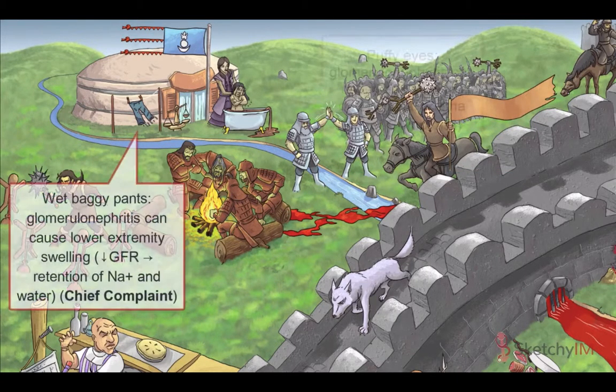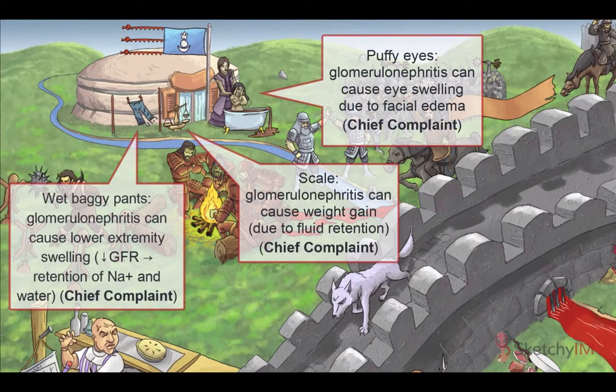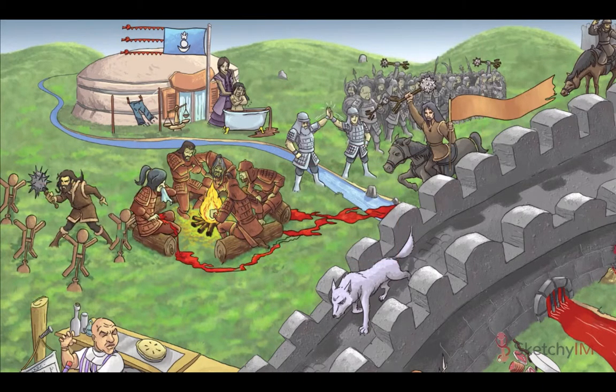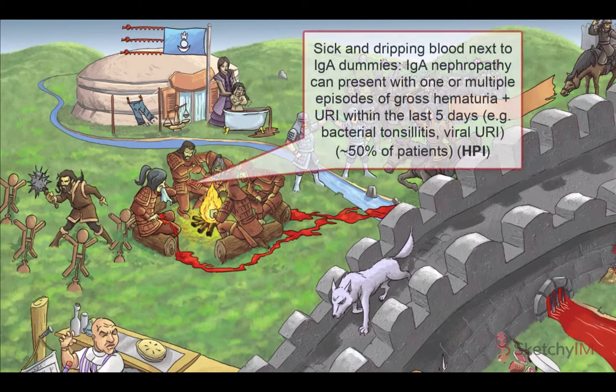Patients can also present with lower extremity swelling due to decreased GFR and retention of sodium and water by the kidneys. Eye swelling due to facial edema is common as well. Because of fluid retention, weight gain is also common. Alright, let's get into a few more specific historical clues. First, ask about a recent upper respiratory infection.